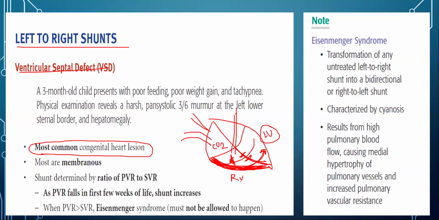So what will happen with this right to left shunt is that now the deoxygenated blood can go to the left ventricle with this shunt. And from the left ventricle, deoxygenated blood now can go through the aorta into the whole body. And deoxygenated blood can cause cyanosis. So this is what we call Eisenmenger syndrome, where the shunt is reversed. Initially it will be left to right shunt, but at some point the shunt will be reversed, and then deoxygenated blood can go into the whole body.